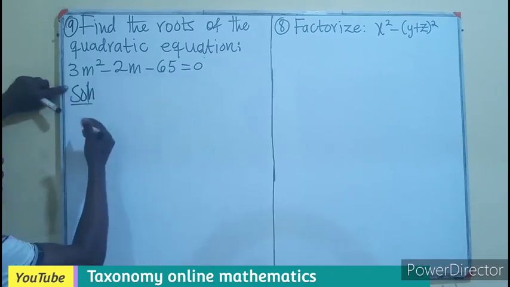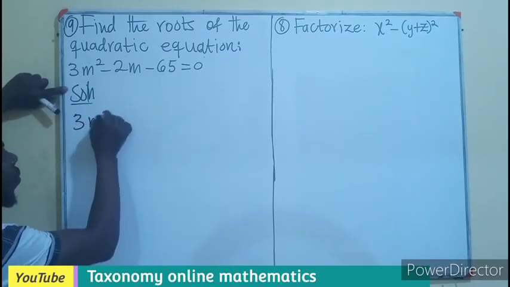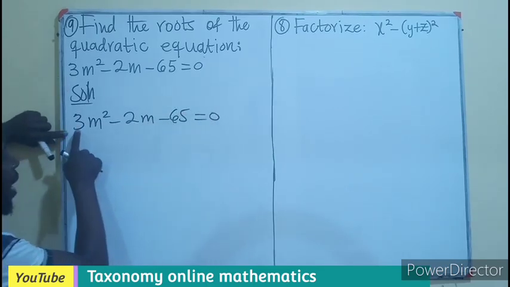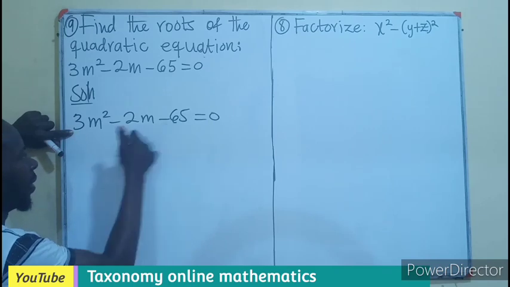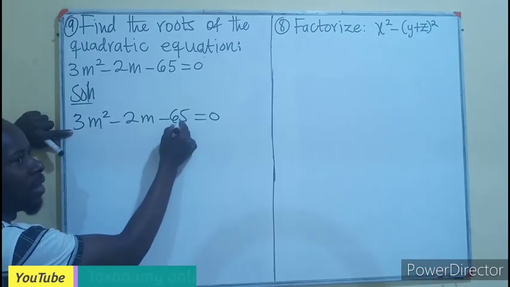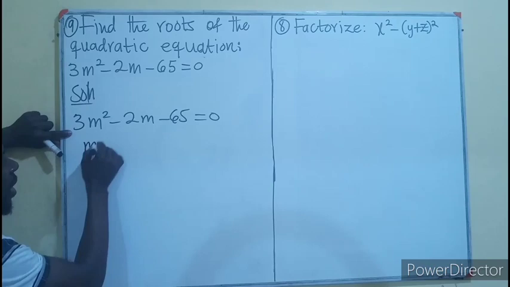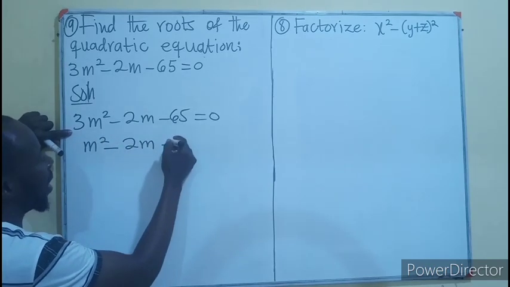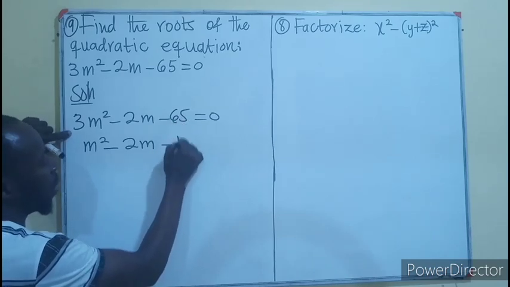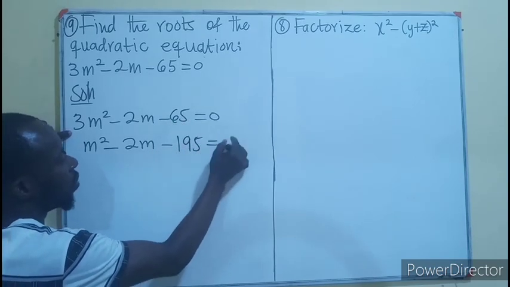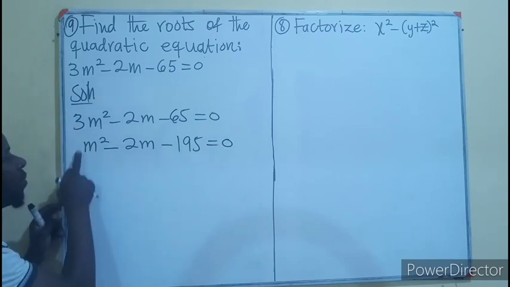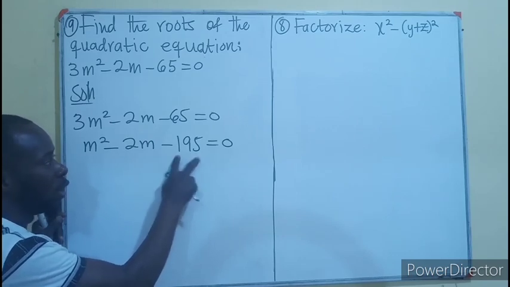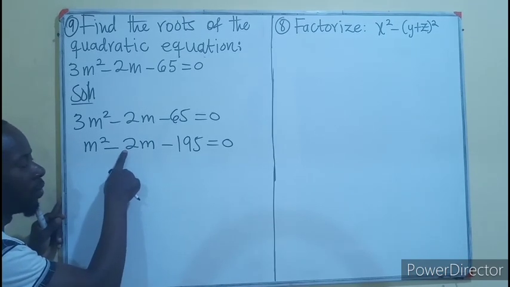So now what I'll be doing is that I have 3m squared minus 2m minus 65 equals 0. I'm going to transfer the 3 to multiply the 65. So I'll be having m squared minus 2m minus, I think this will give us 195, equals 0. So now I have a unit term. Find the constant of this, the factors of this, that when you add, you will get negative 2.